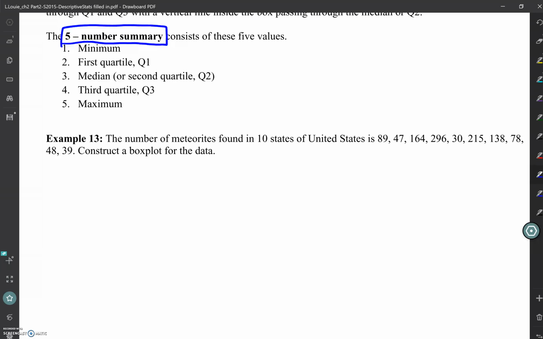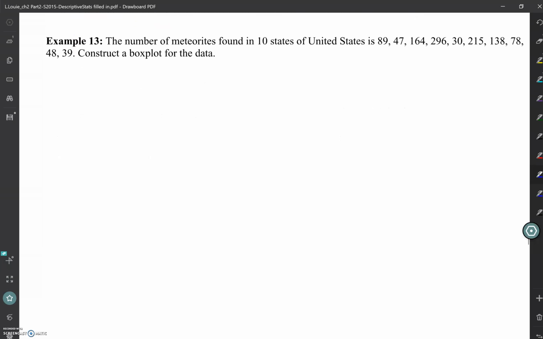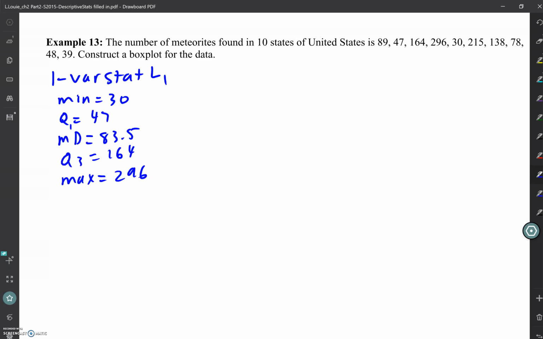Put your data values in order, find the median, take the lower half to get the median of that, which gives you your 25%. Take the upper half, which gives you your 75%. But I don't necessarily need you to do that process. I just need us to be able to get the numbers and then make our box plot. So the number of motorcyclists found in 10 states of the United States is those numbers, and we want to construct a box plot for it. I'm going to have us find these 5 numbers using the calculator first, and then we can look at how to use this is where we want to start.